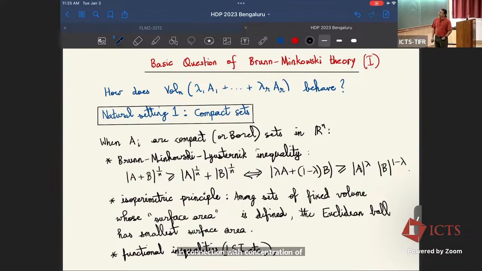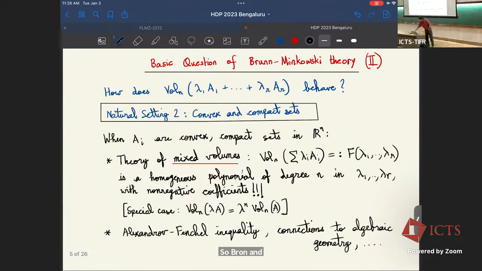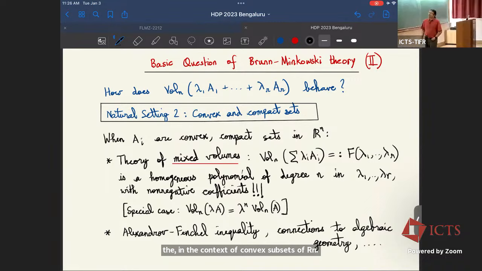Okay, so one word about terminology. So Brunn and Minkowski just looked at this inequality in the context of convex subsets of Rn, and it was Lusternik who proved it for general compact subsets of Rn. So that's why I mentioned the name of Lusternik there. That was in the 1920s.